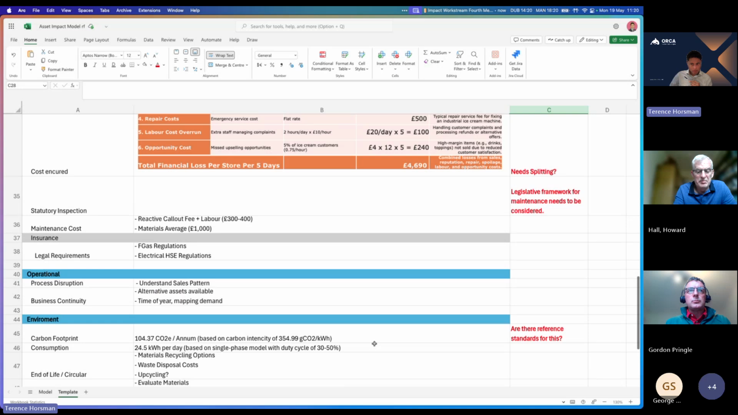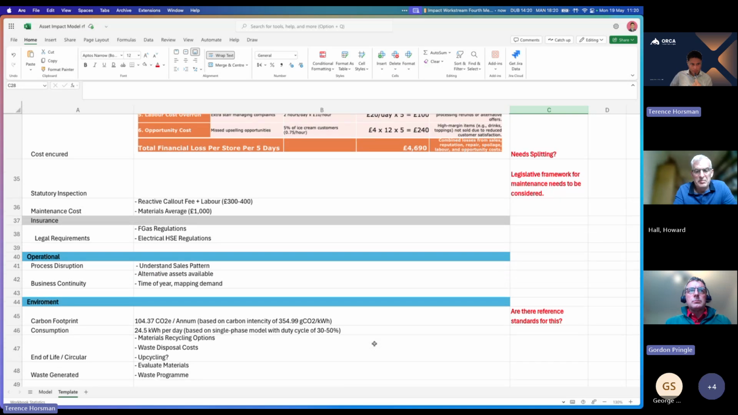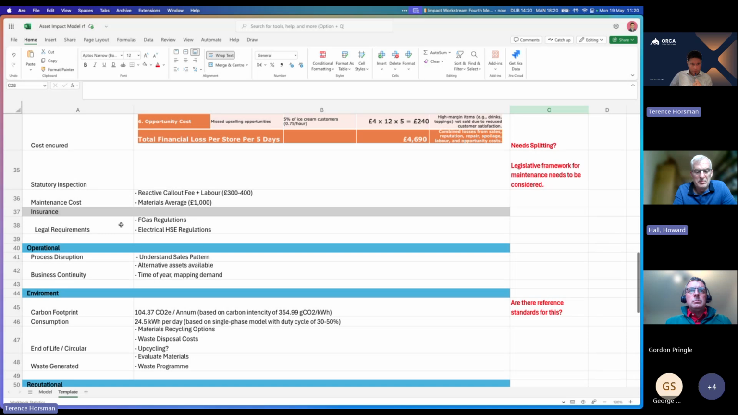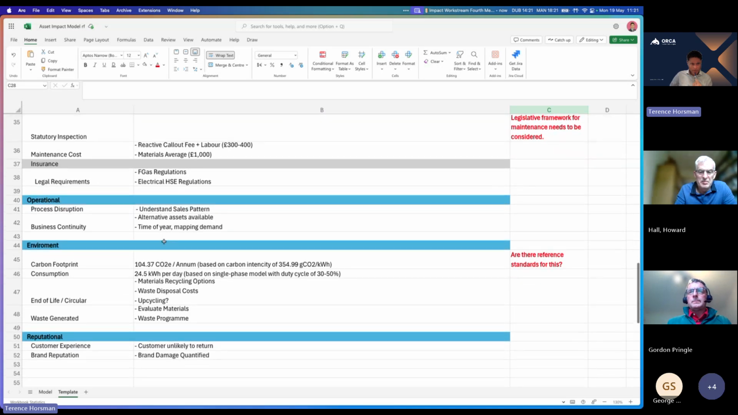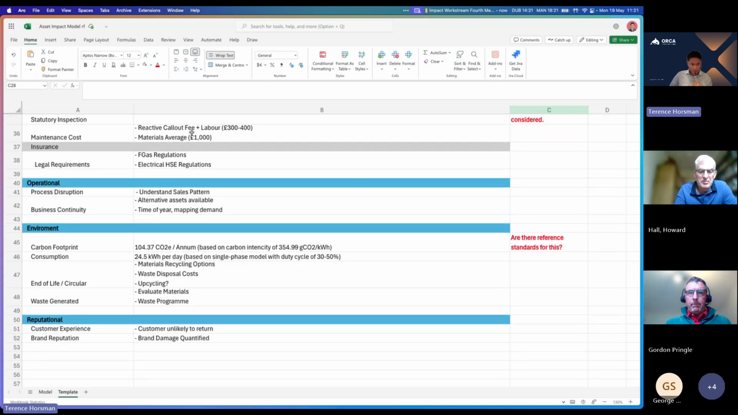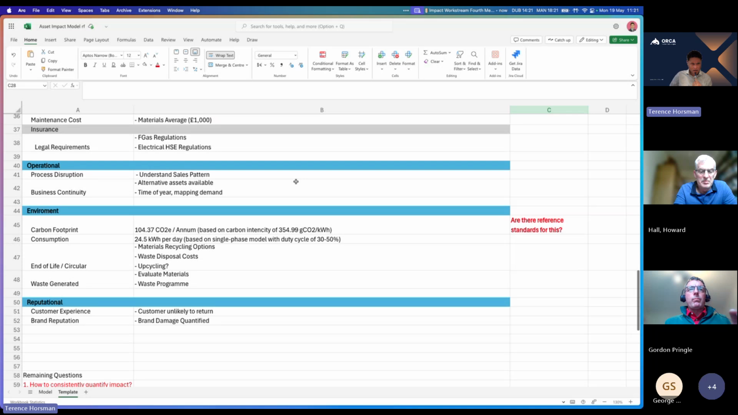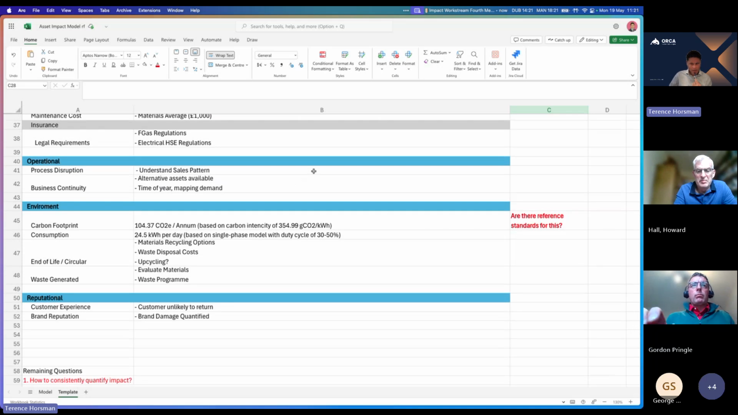I think interesting developments. Yes, so insurance, legal requirements, and then this all kind of made sense to me. Operational disruption, I think, makes sense to try to map that into the financial model as well.